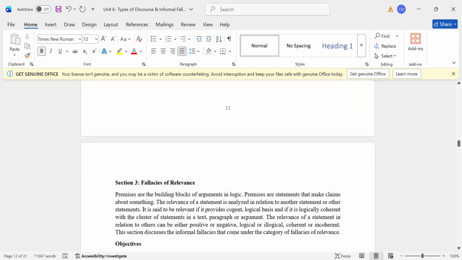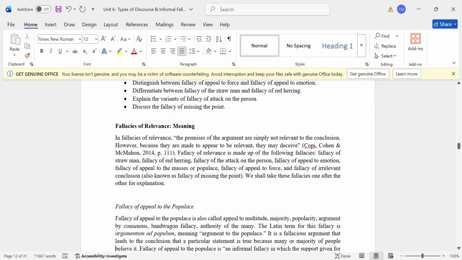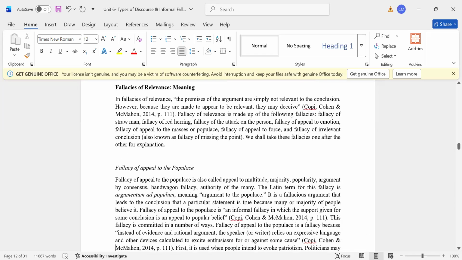So, fallacies of relevance. Here, the evidence you have is not relevant to the conclusion. You draw a conclusion and your conclusion is not based on the relevance of the facts. It's completely different from the relevance of the facts. That is a fallacy of relevance. And we have different types under the fallacies of relevance. So we have the fallacy of appeal to the populace.